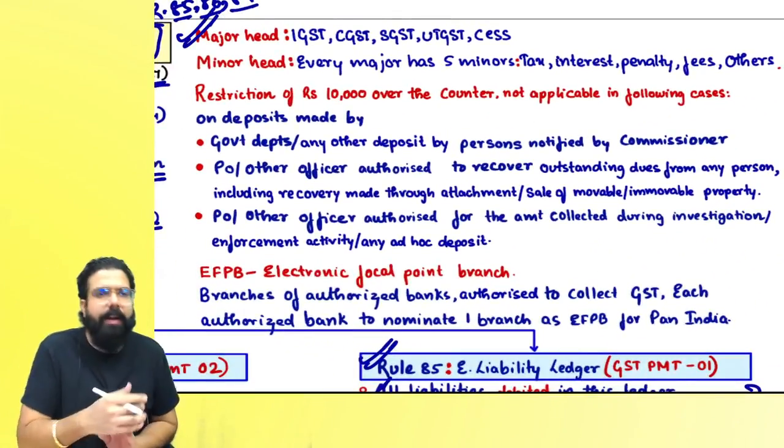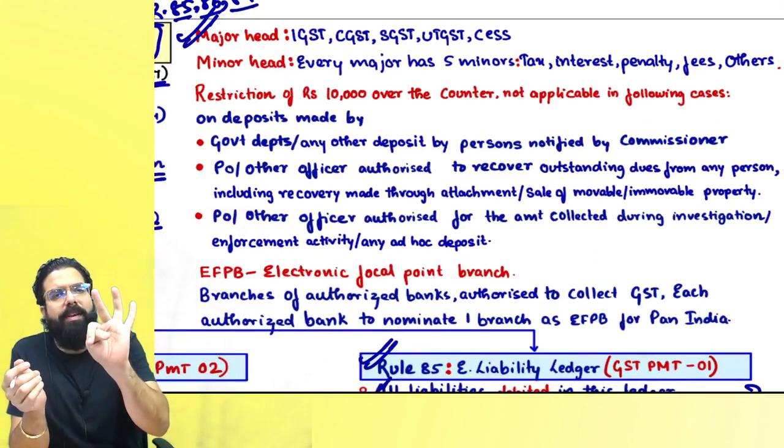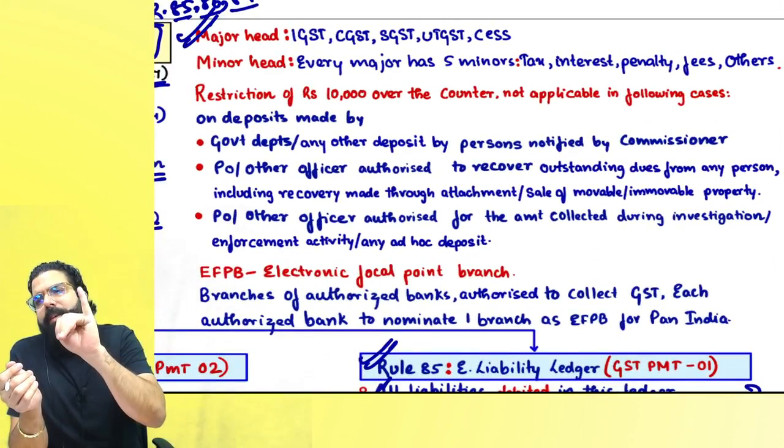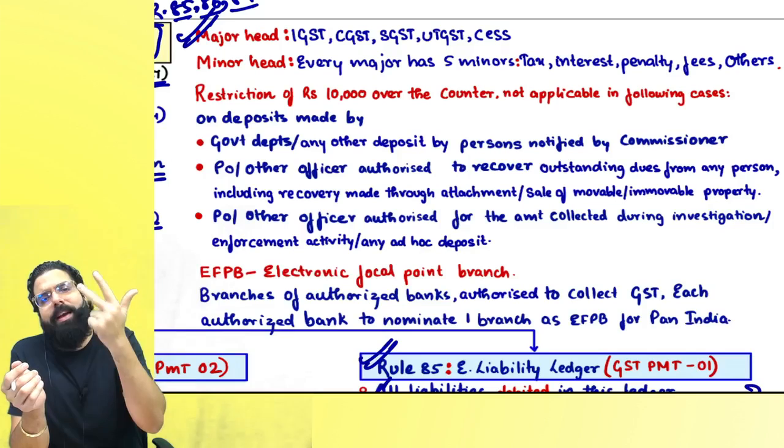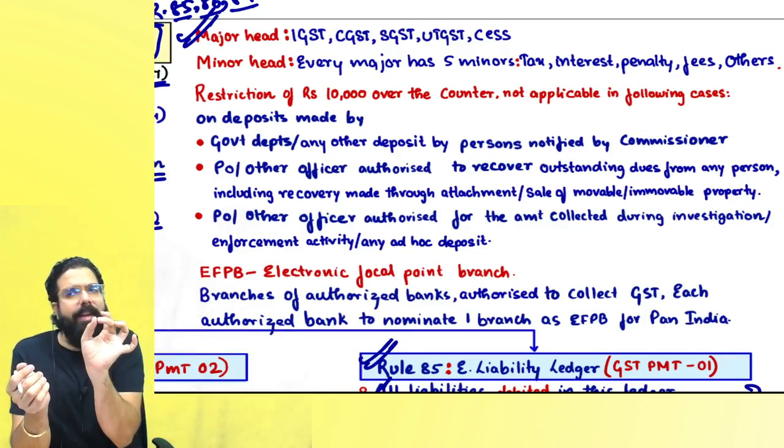Always remember, major head tax is only 5: CGST, SGST, IGST, UTGST, and cess. CGST or SGST, anything will be there.